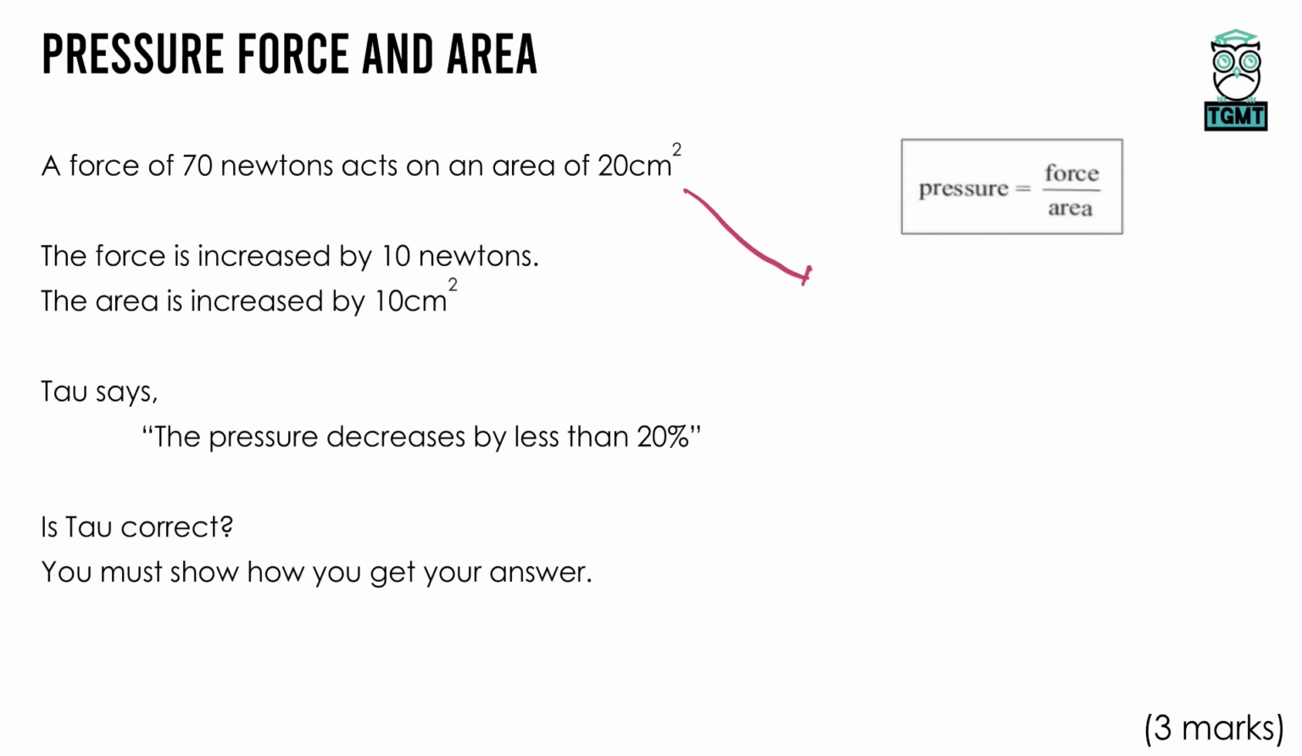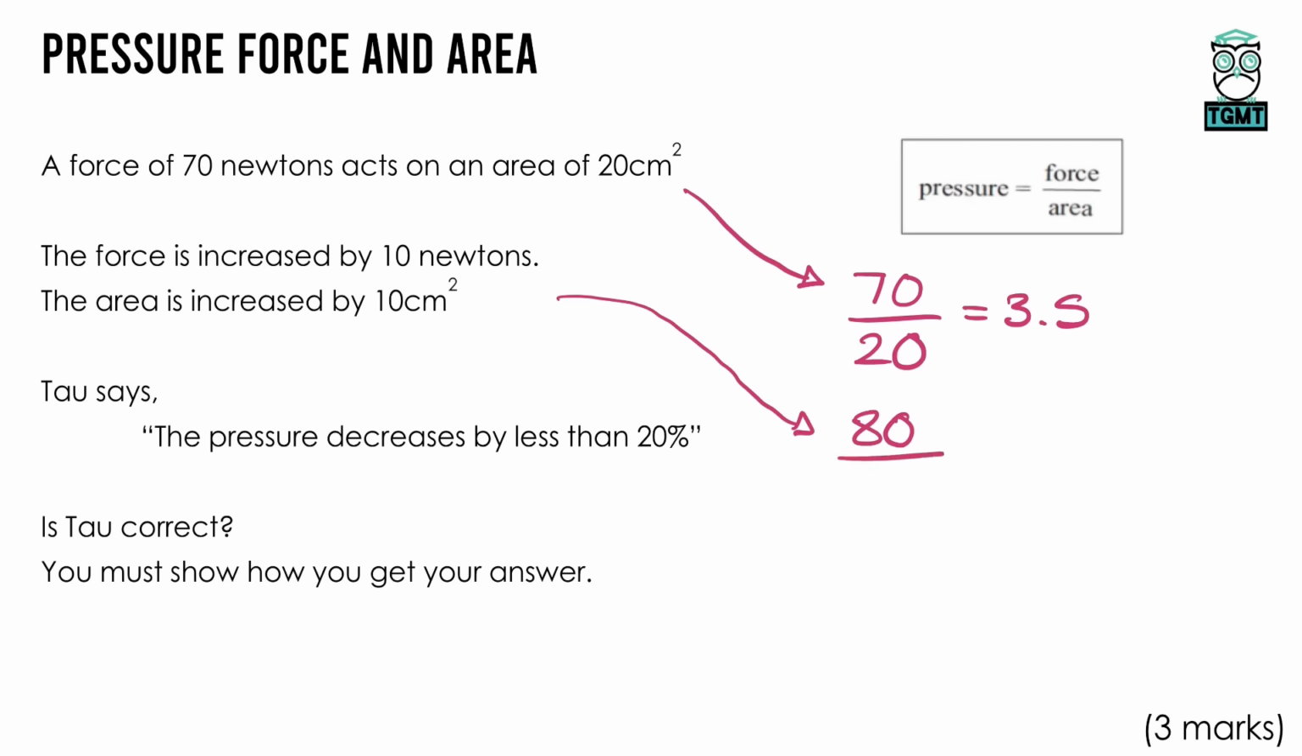So if we start off by using our initial numbers, we have a force of 70 and an area of 20. And we can type that in on our calculator. 70 divided by 20 gives us 3.5. So there we go, that's our initial amount. Now in the second amount, it says the force is increased by 10 newtons. So we have 80 newtons now on the top. The area is increased by 10. So that would be 30 centimetres squared. And we can work that out. So 80 divided by 30. Again on the calculator, we do get a recurring decimal for this one. It comes out as 2.6 recurring. So these are our two values.